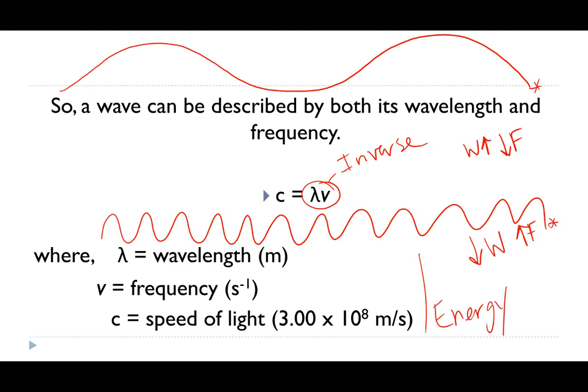So picture me drawing these wavelengths on the board. So picture me taking my dry erase marker and slowly drawing that top wave there, the big wavelength. Then picture me taking my dry erase marker and drawing the short wavelength, up and down, up and down, up and down. Okay. Think about which wavelength would have taken me more energy to draw.